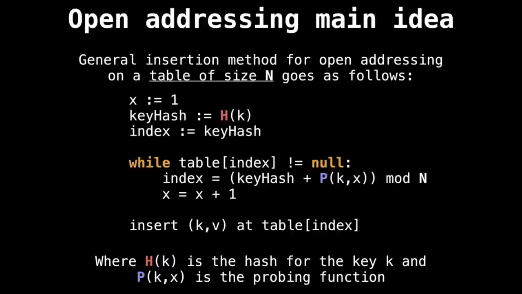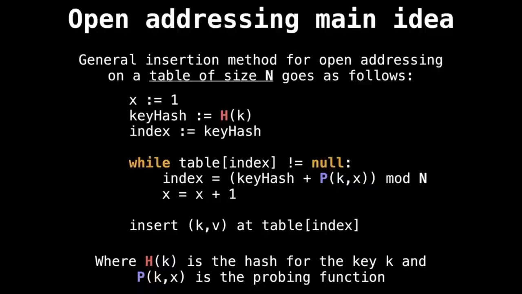So while the table index is occupied, meaning it's not equal to null, we're going to say our new index is the key hash, or the original position we hashed to, plus the probing function, mod n, so that we always land back inside the table, and then we're going to increment x, so that the next time we run this loop, well, we probe at a different position.